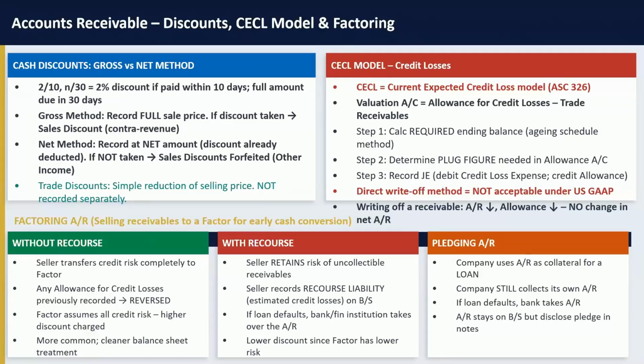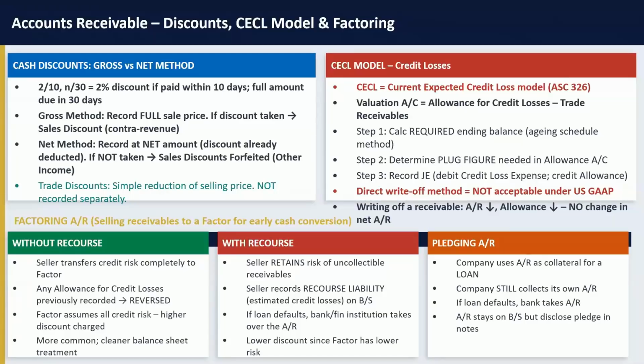Now there is another concept called pledging the accounts receivable. It is similar to how we pledge our property and take a loan. Companies can pledge their accounts receivable and take a loan from the banks. Here companies use accounts receivable as collateral for the loan. They give it and take the loan on that and they will return the loan. If not, the bank will take over the accounts receivable of the company.